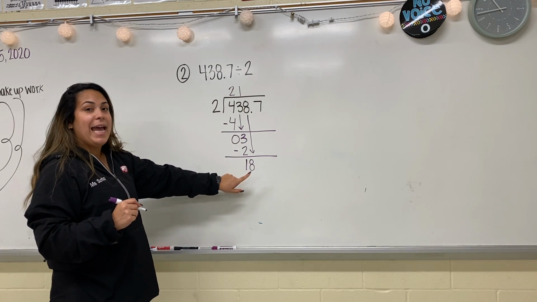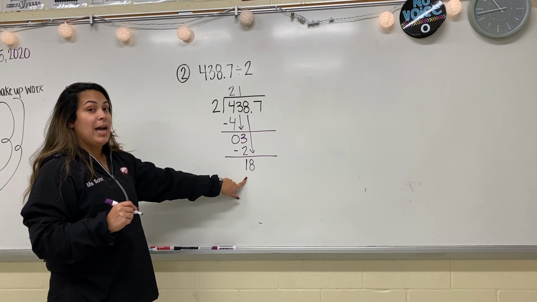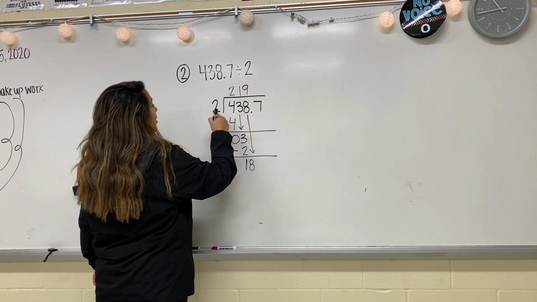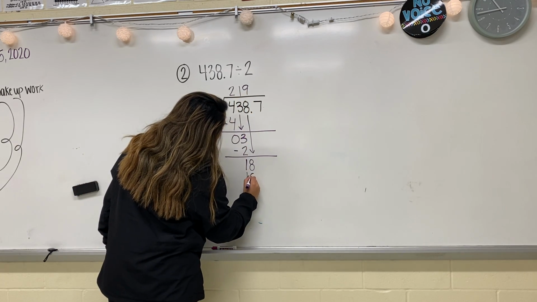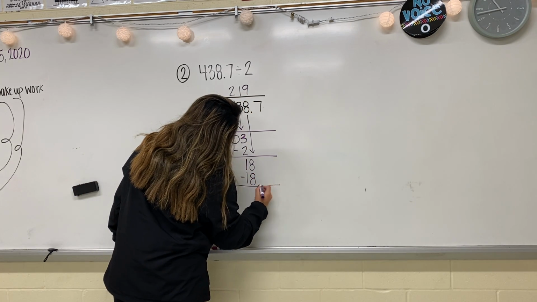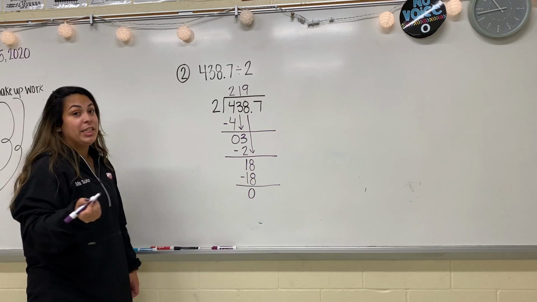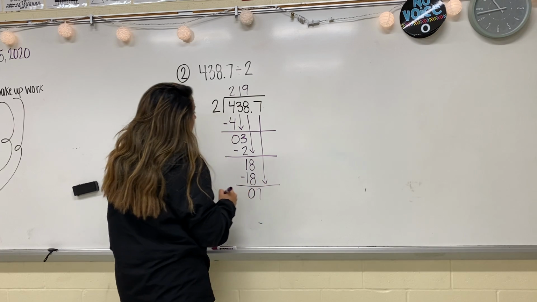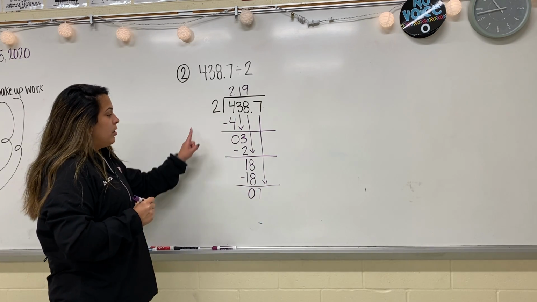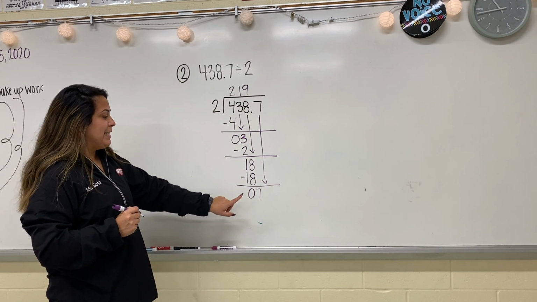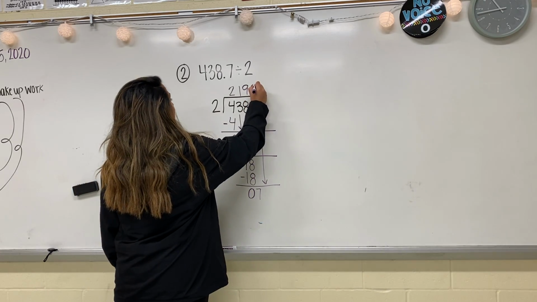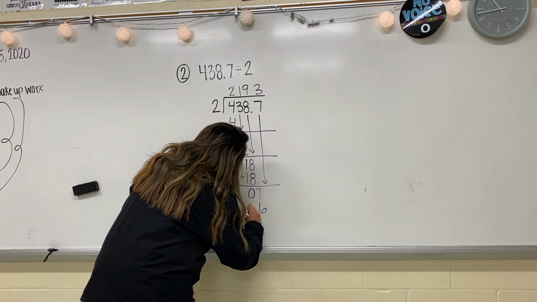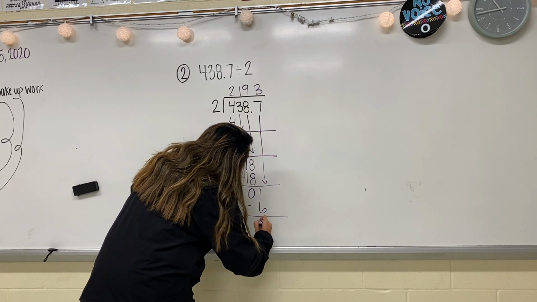2 can go into 18 9 times. So again, I'm using my basic math facts. 2 times 9 is 18. Subtract. I get 0. I need to bring down the 7. 2 can go into 7 3 times. 3 times 2 is 6. I subtract, but I get 1.